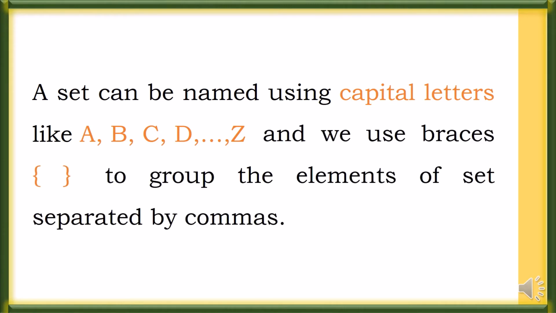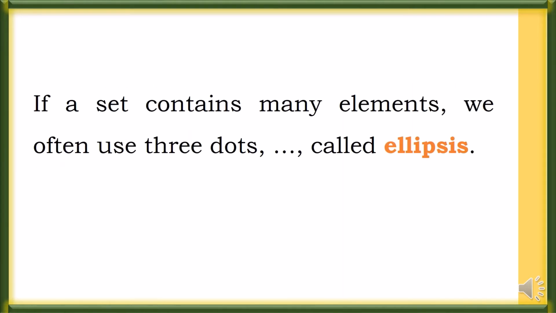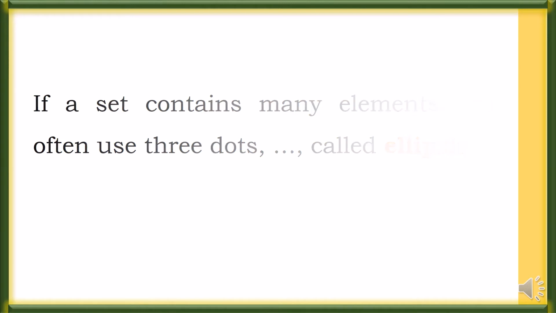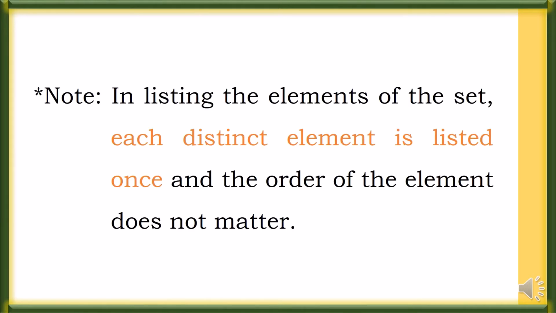And we use braces to group the elements of a set, separated by commas. If a set contains many elements, we often use three dots called ellipses. Note, in listing the elements of the set, each distinct element is listed once, and the order of the elements does not matter.